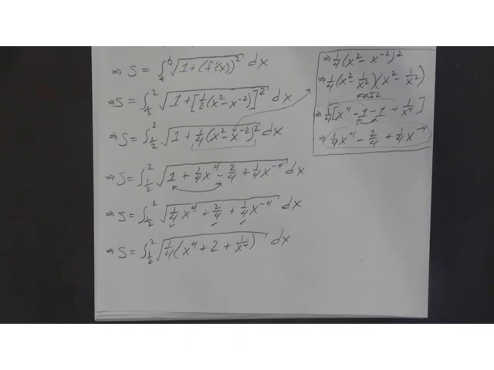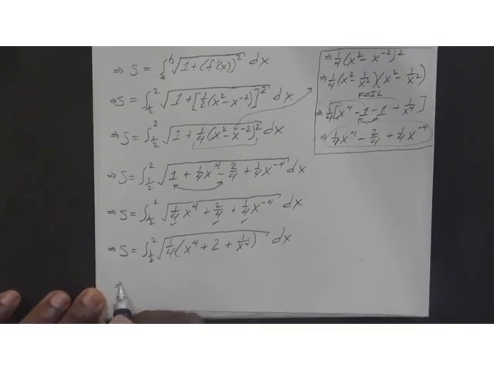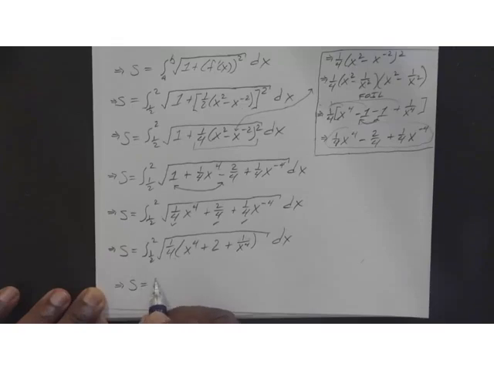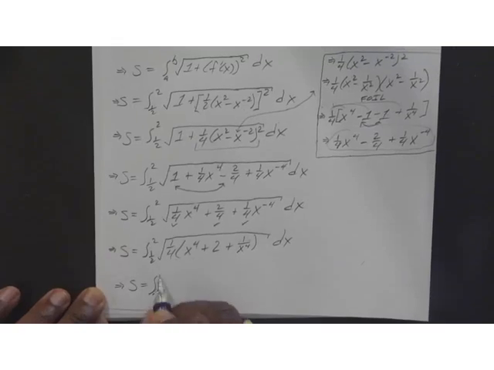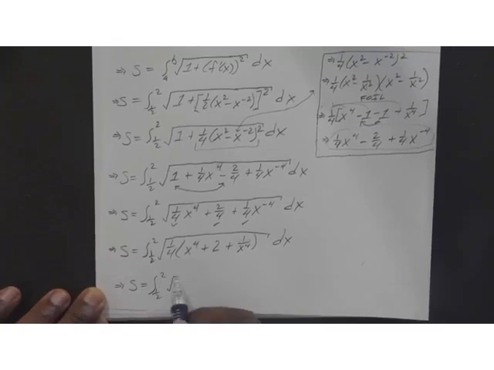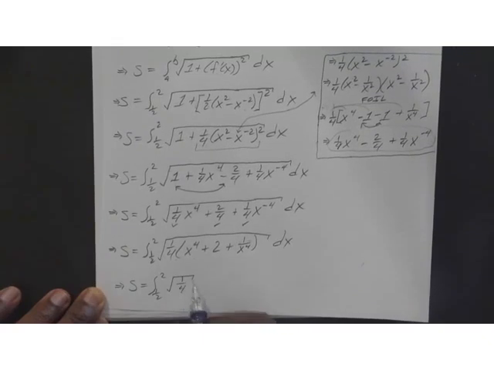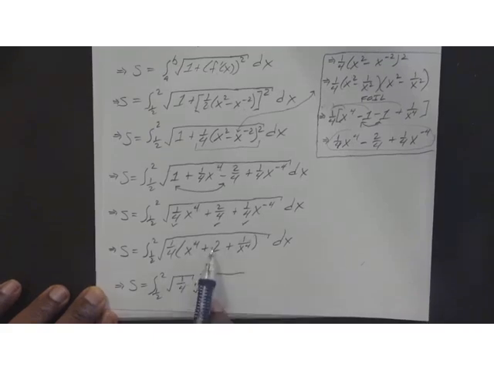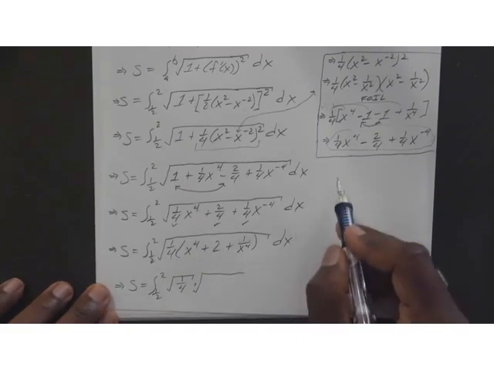Now, this is where everything kind of falls into place. Because once again, whenever you have a square root and you have the square root of multiple factors, you can split them up. So it's the integral from 1/2 to 2 of the square root of 1/4 times the square root of x to the fourth power plus 2 plus 1 over x to the fourth.